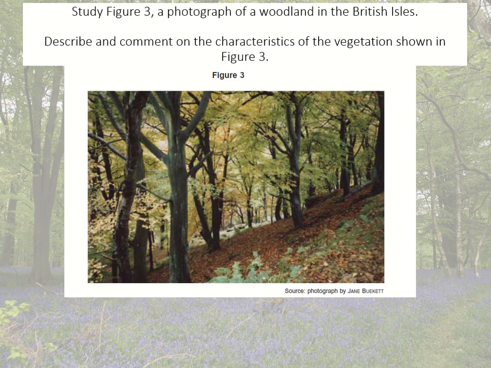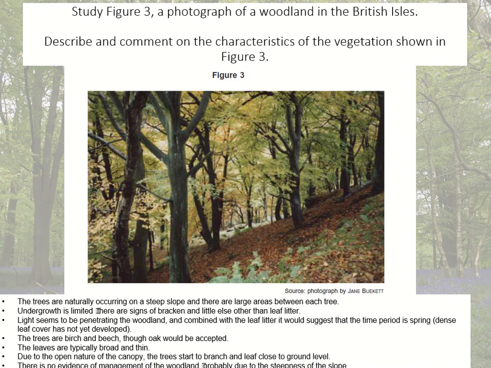So hopefully you've got a couple of answers. I'm going to go through all of the content that I've got here. If you can see it, I think the bottom bit's just cut off slightly. You could have said the trees are natural and they are occurring on a steep slope. Yep, that's describing it. I'm not coming up with any reasons. There's large areas between each tree, which is very typical of deciduous forests.